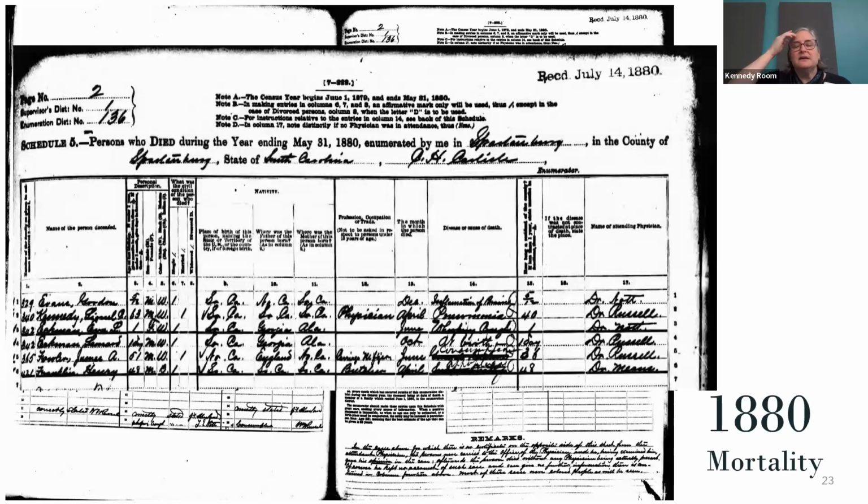And in 1880, someone near and dear to the Kennedy Room's heart, Dr. Lionel Chalmers Kennedy, passed away and is listed here in line 2 of the mortality schedule. So he died shortly before the census was taken in 1880. And he was 63, male, white, and born in South Carolina. Both his parents were born in South Carolina. He was a physician, and he died of pneumonia. And then the doc is certifying it.